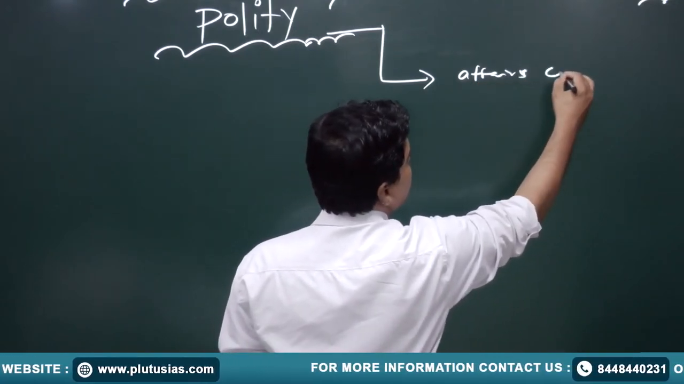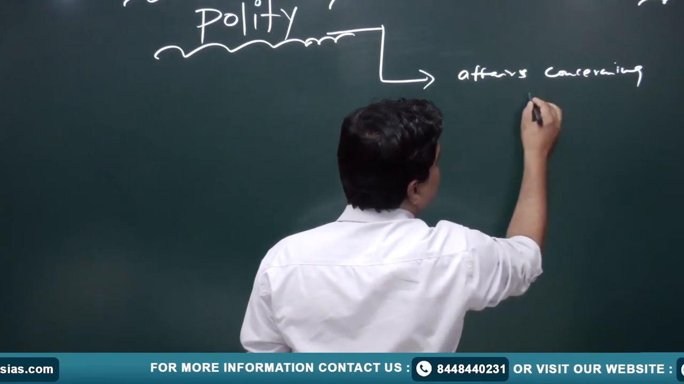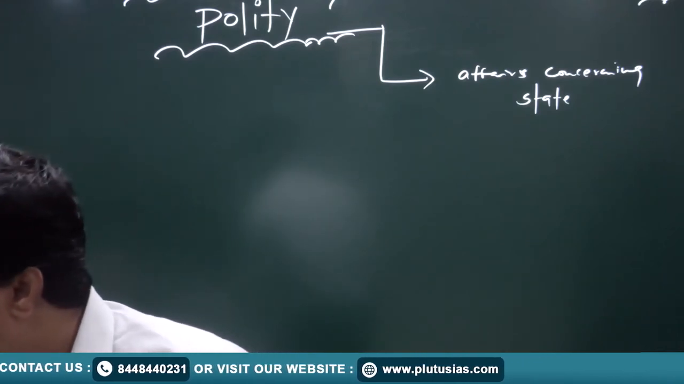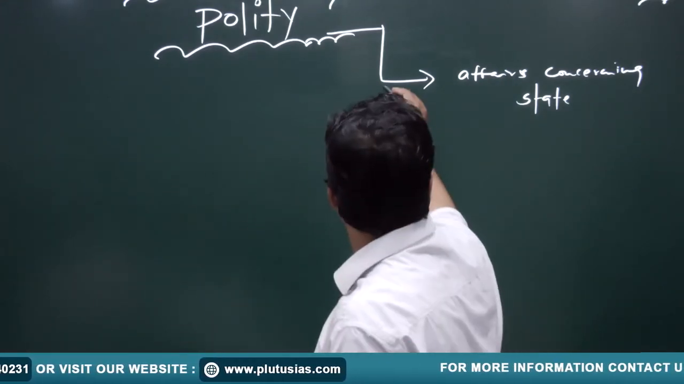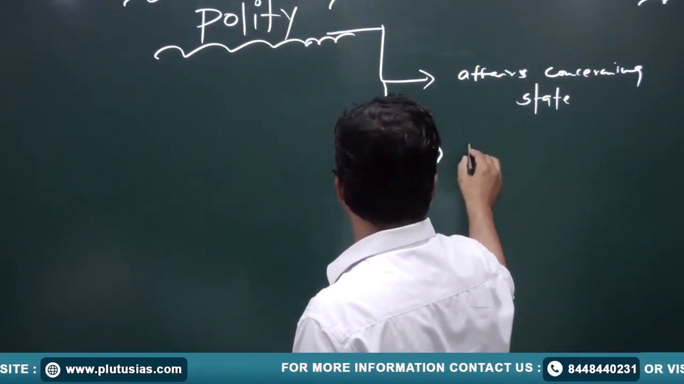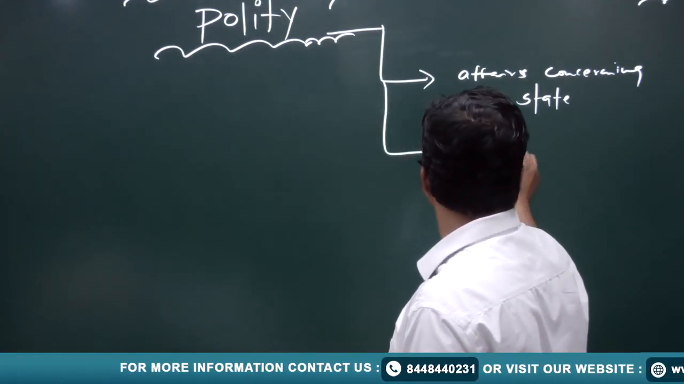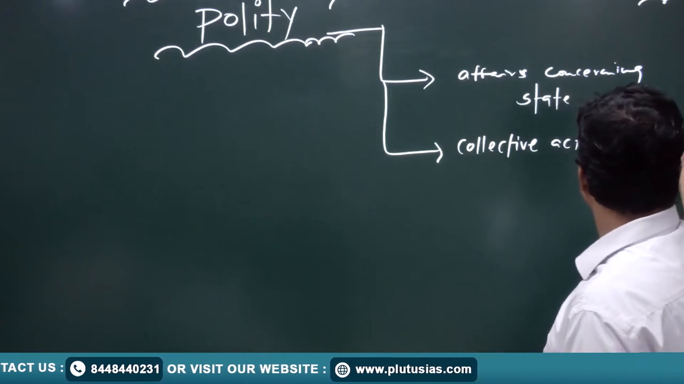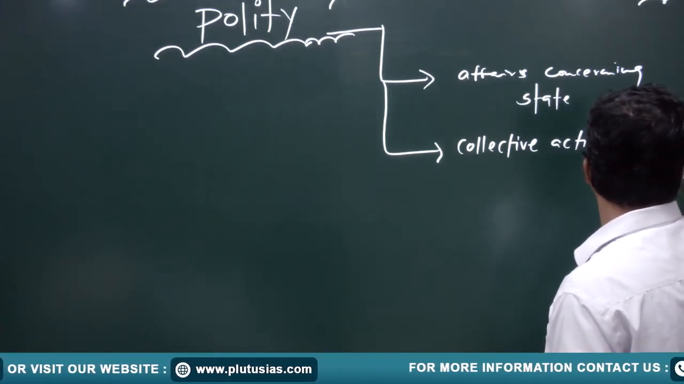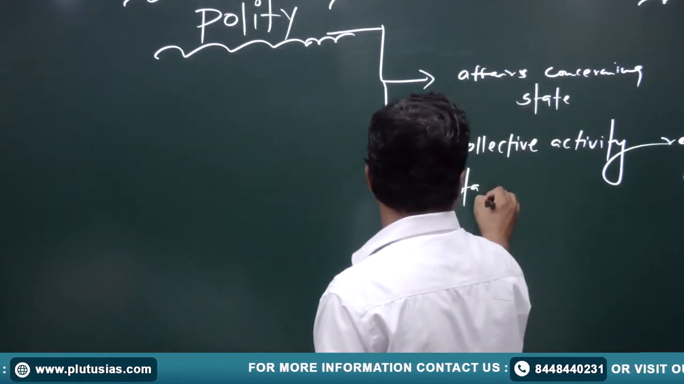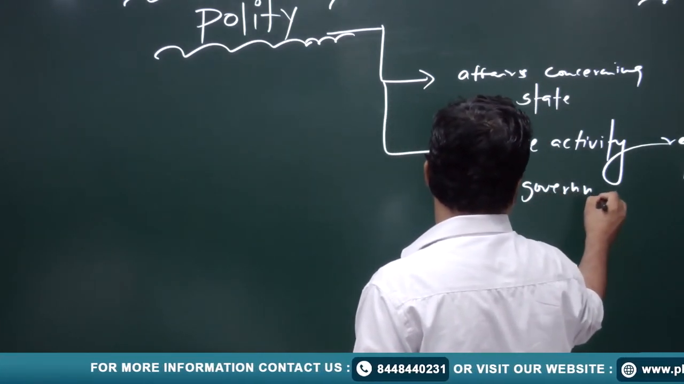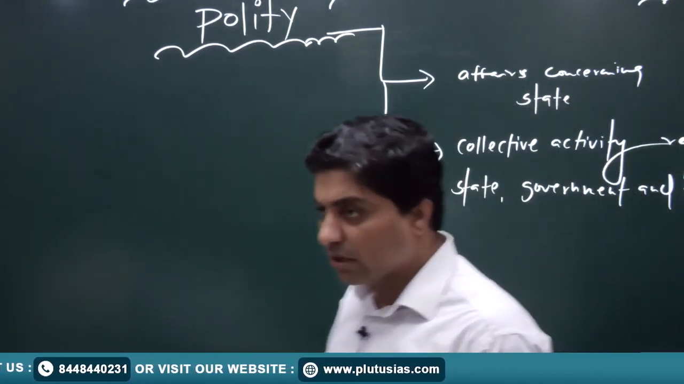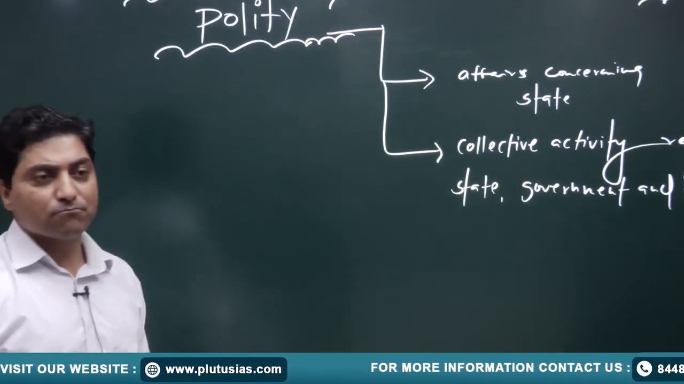Affairs concerning a state. Okay. Anyone else? Acha. It is an activity. So can I say collective activity? Collective activity regarding state, government, and power, right? Governance word use mat kijiye. The word governance has different meaning, different connotation. Iska alag matlab hota hai.